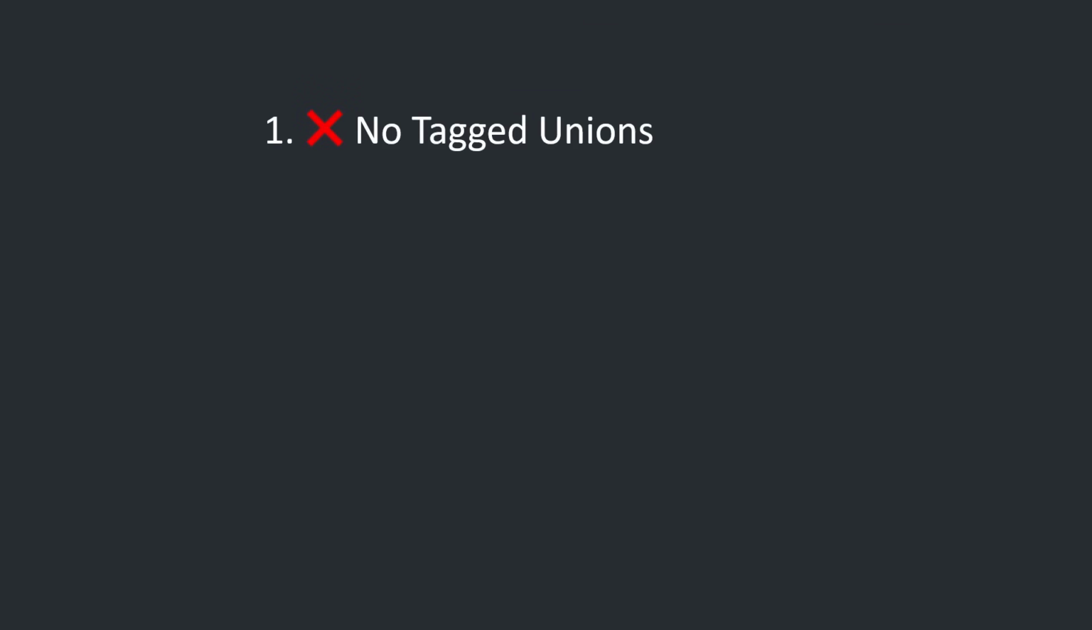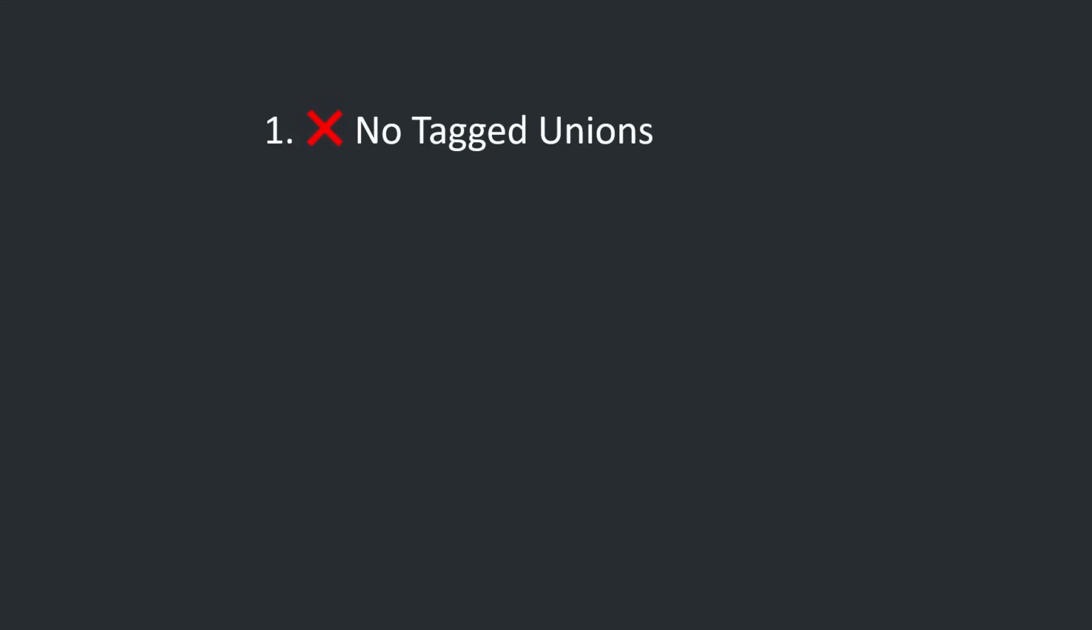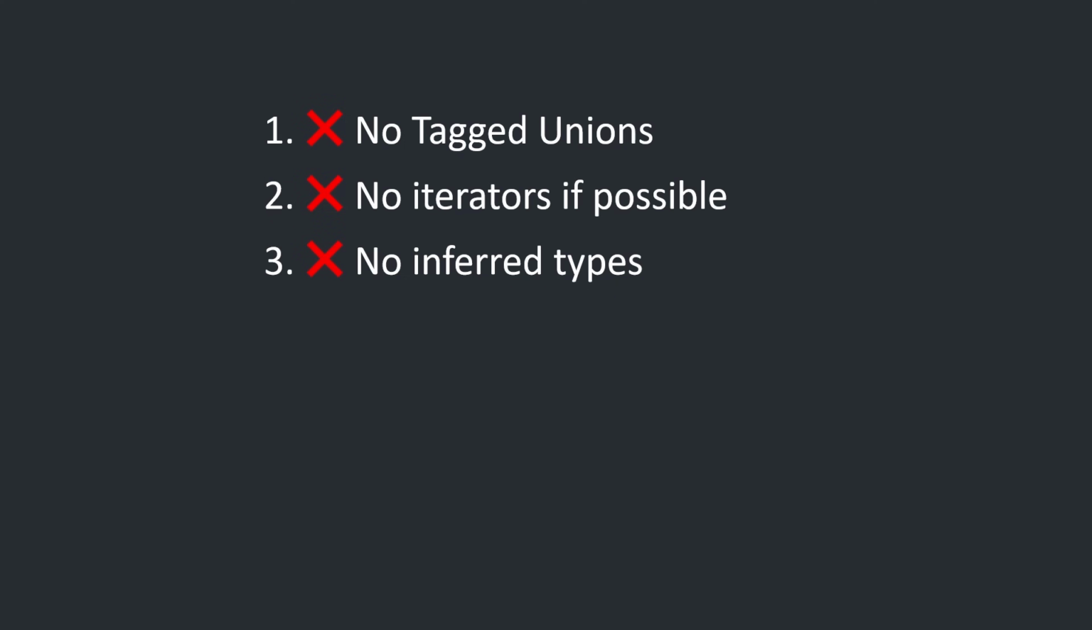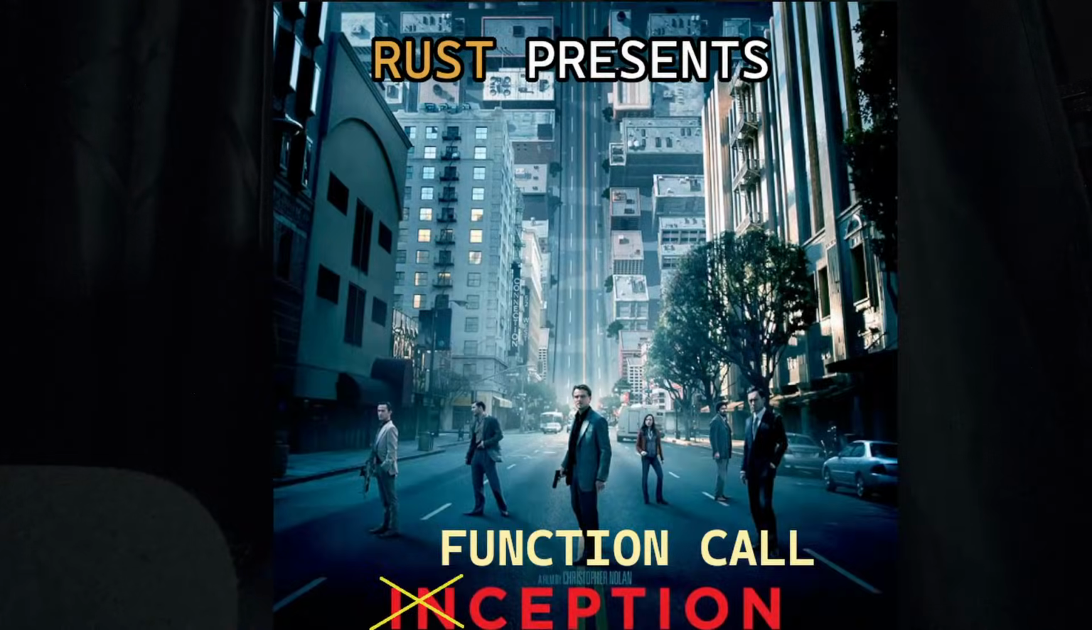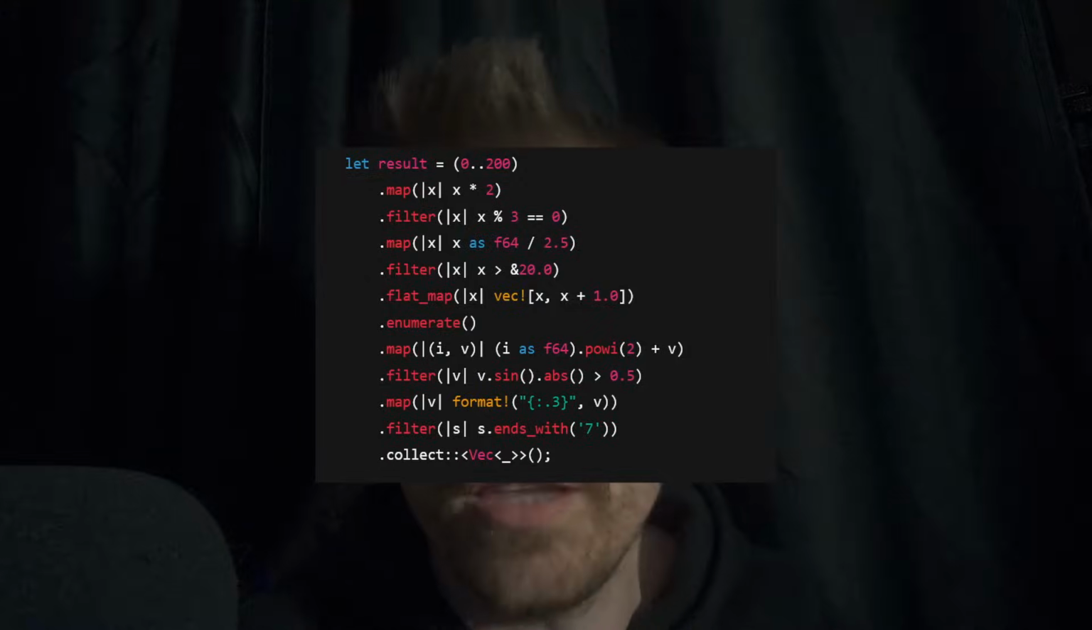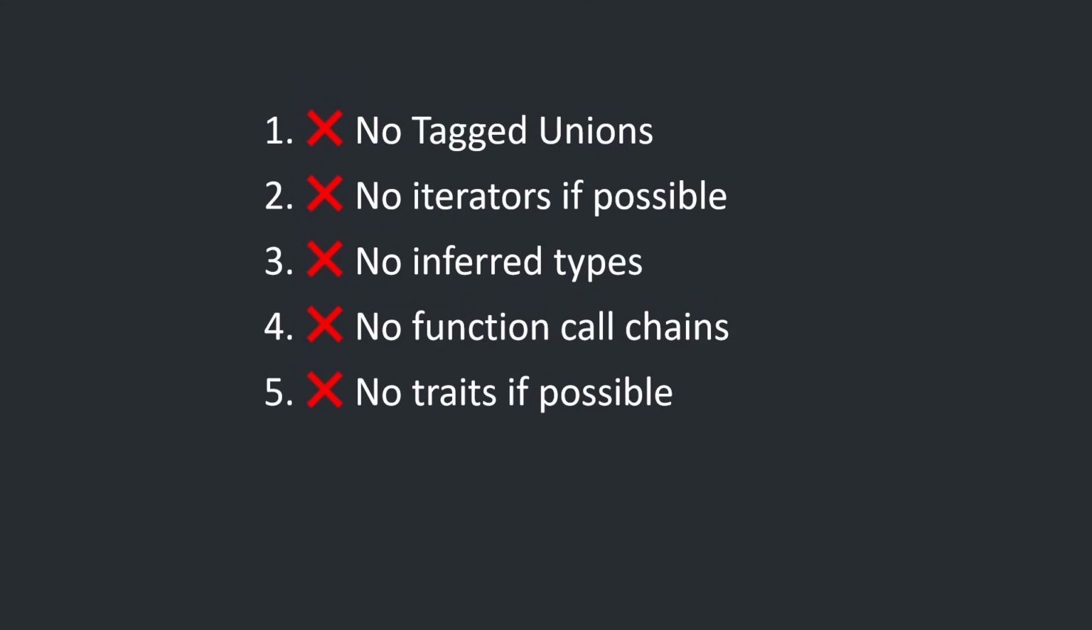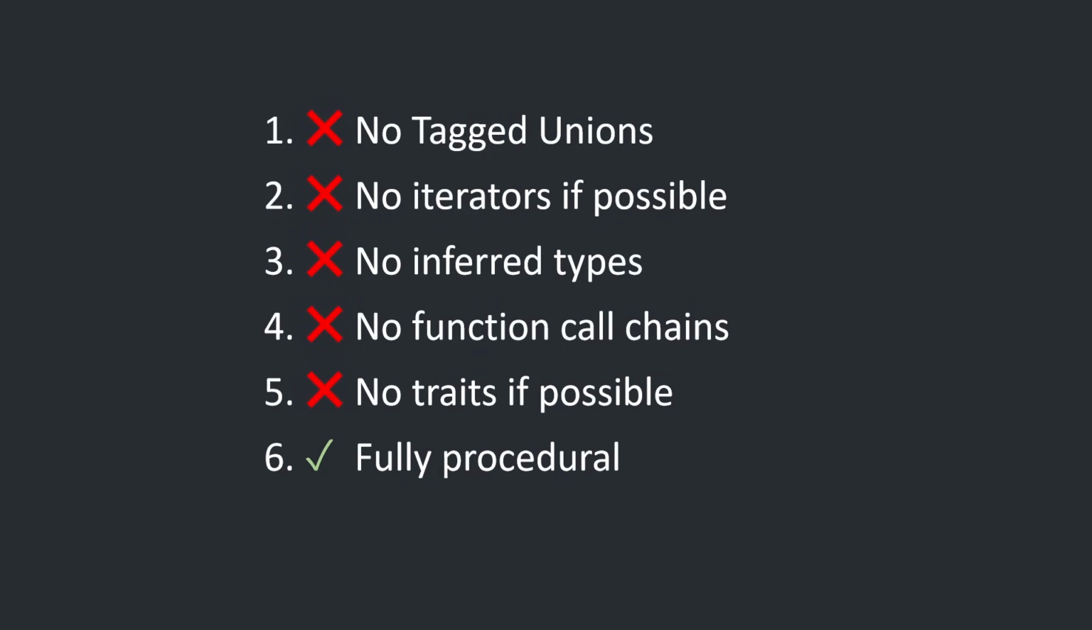So here are some rules I set myself. Number one is no tagged unions: result type, option type, enum. Nope, can't use them. Next, no iterators. If possible, try not to use iterators as much as possible. Use index-based loops. Number three, no inferred types. I hate them. Number four, no function call chaining, i.e. function-call-ception. So I can't do anything like this. Number five, try not to use traits at all, if possible. And number six, write procedurally. So let's see how this looks.